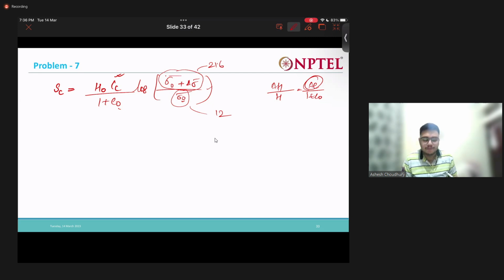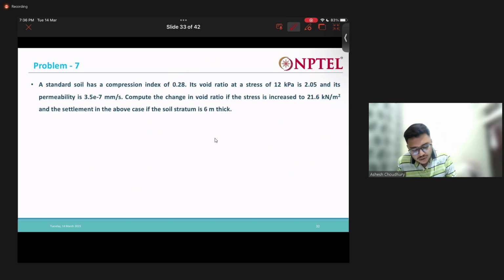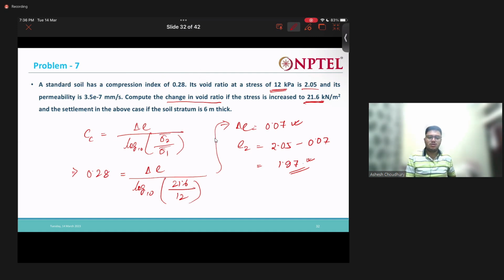Now many people will make a mistake here. What they will do is that in place of e naught they will put 2.05. But 2.05 is not the initial void ratio. At a stress of 12 kPa, the void ratio is 2.05. It means that at the parent state, at the natural state, my void ratio was not 2.05. So we need to find out the initial void ratio. So how can we find it?